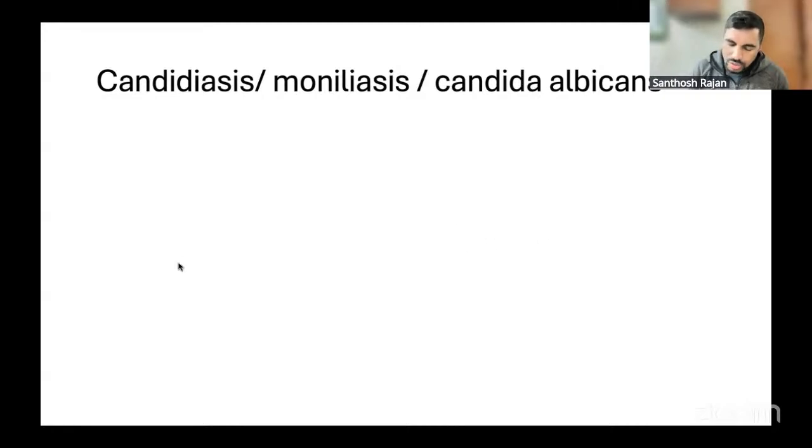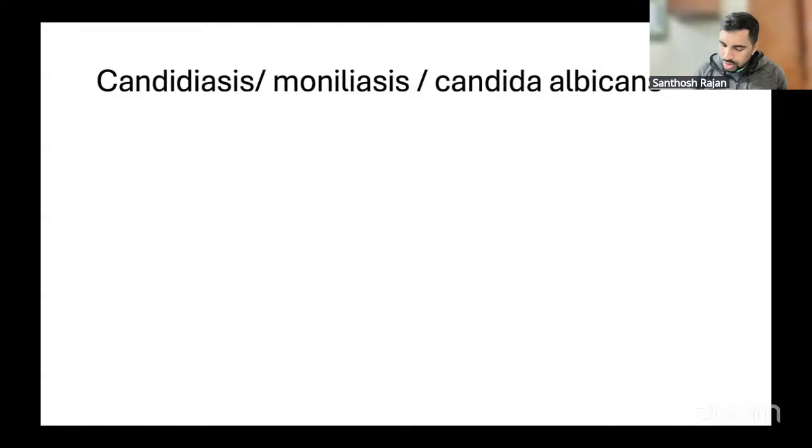In Sabouraud dextrose agar, you get white yeast colonies, a very white color like a pasty yeast. In chrome agar, you have different colors for different Candida species. In cornmeal agar, you will try to grow the chlamydospore induction. So if you see this, then these are the diagnosis for your Candida. It's very simple and easy. That's all.